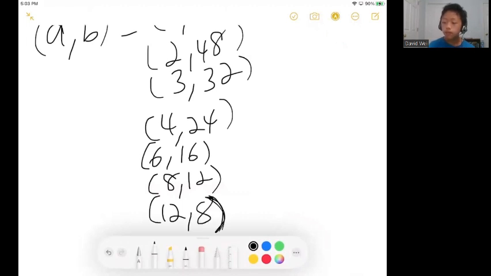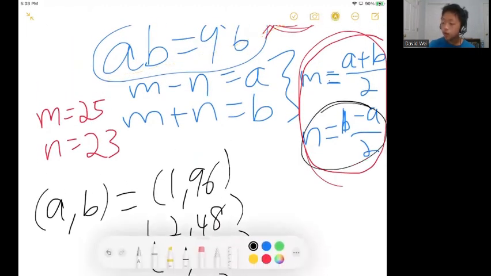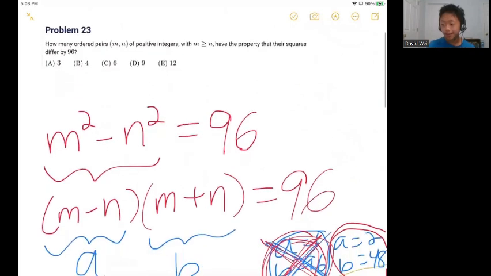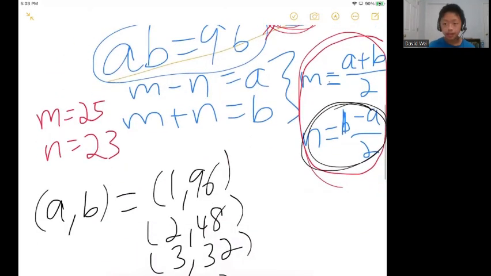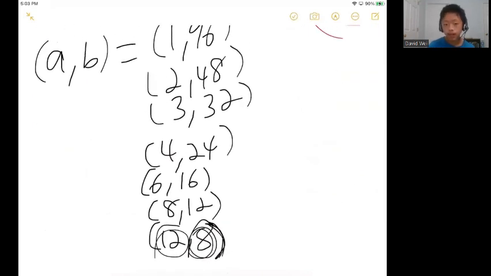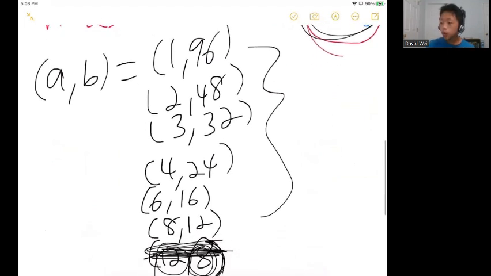We don't have to worry about the cases when b is less than a. Looking at this equation, if b is less than a, then n is going to be negative, and that violates the condition that n has to be a positive integer. Since n has to be a positive integer, b has to be greater than a. So we can ignore all the ordered pairs where the b value is less than the a value, and just consider these 6 possibilities and evaluate them one by one.